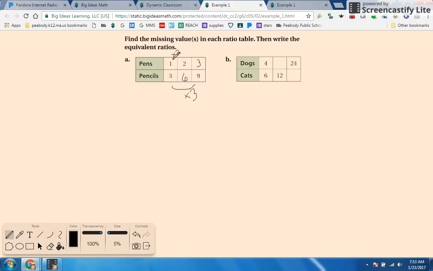And then if you wanted to write the equivalent ratios, you would just write all of these as either fractions with the word "to" or with a colon. Okay, so for the next one, it's saying there's 4 dogs for every 6 cats. We want to find the missing numbers.